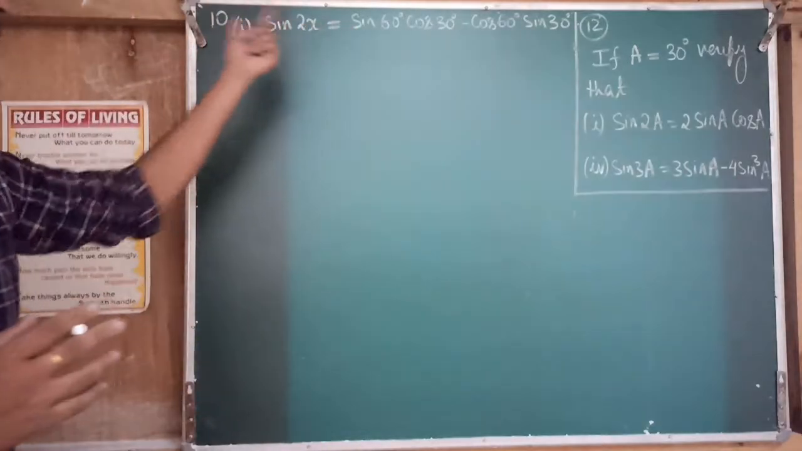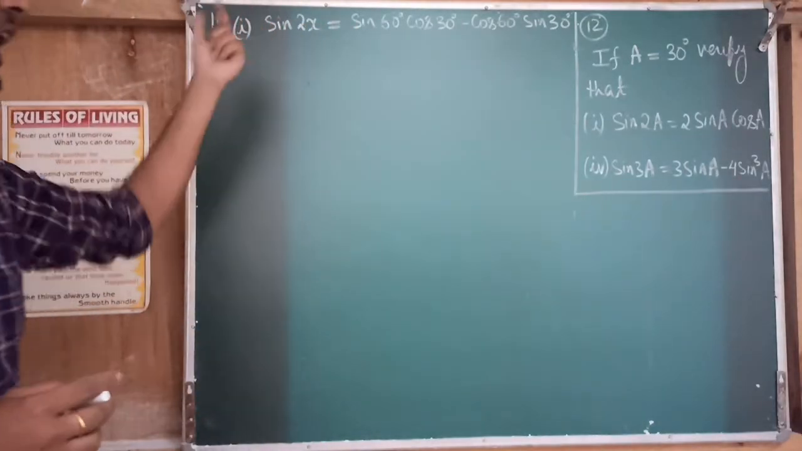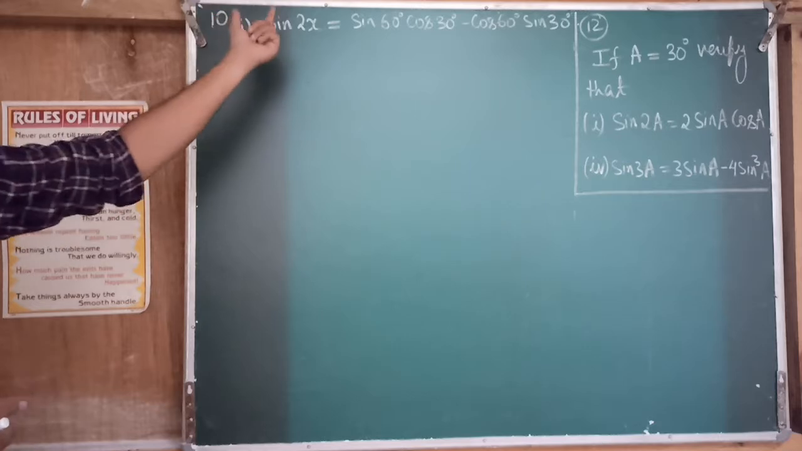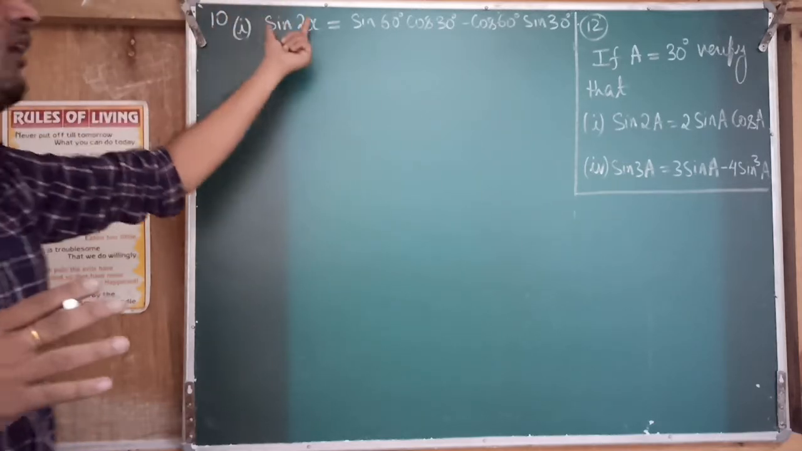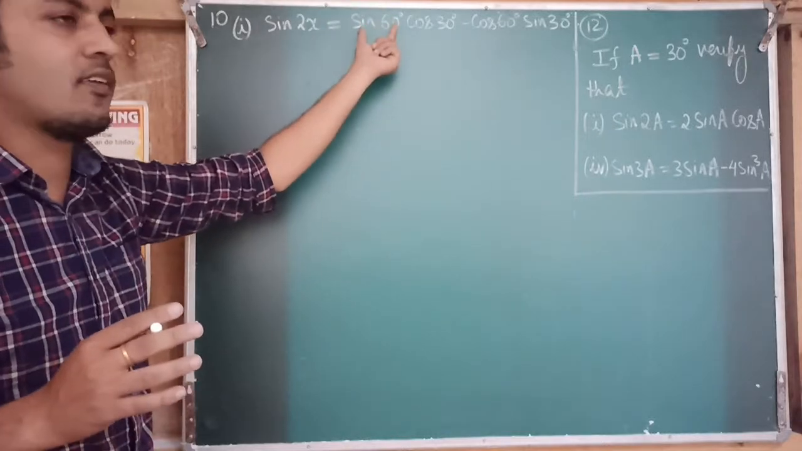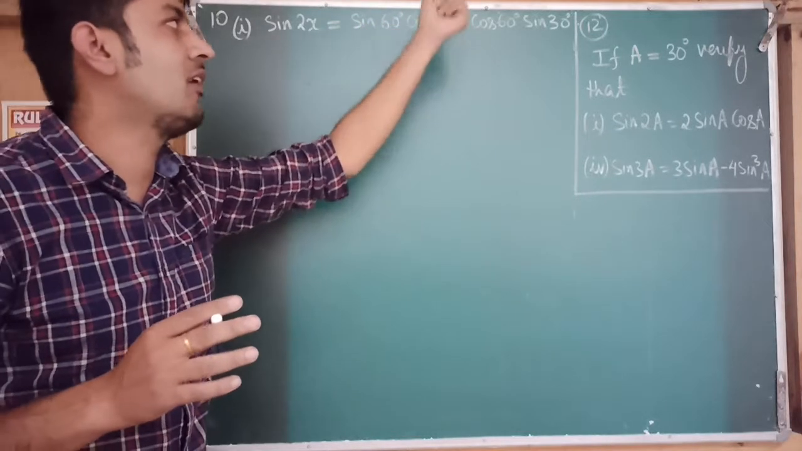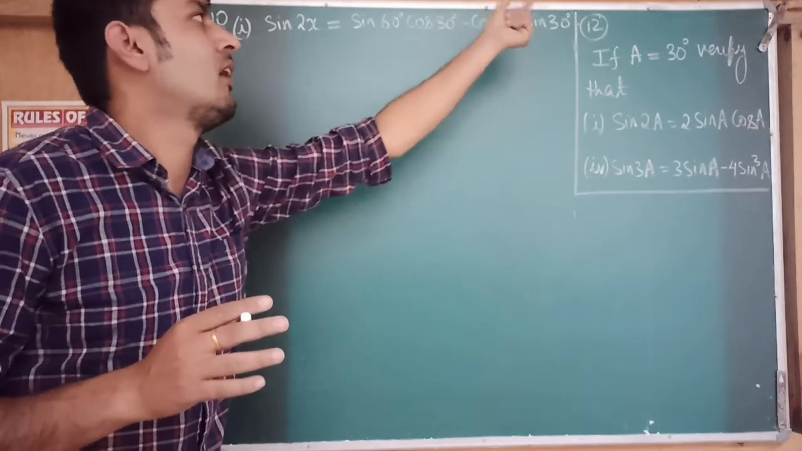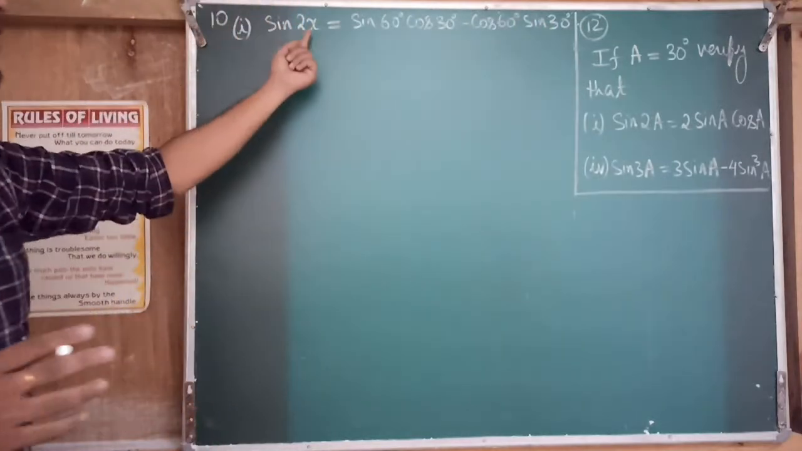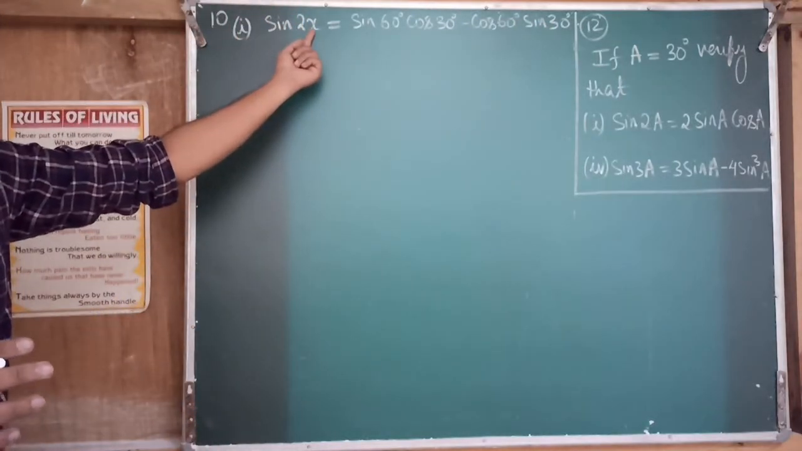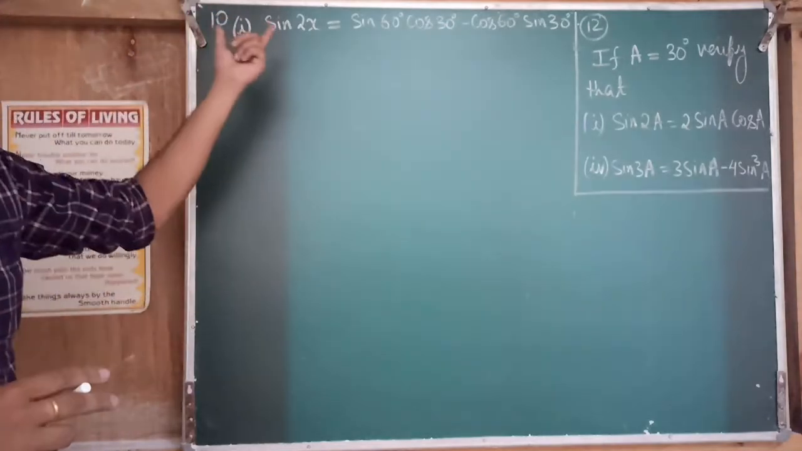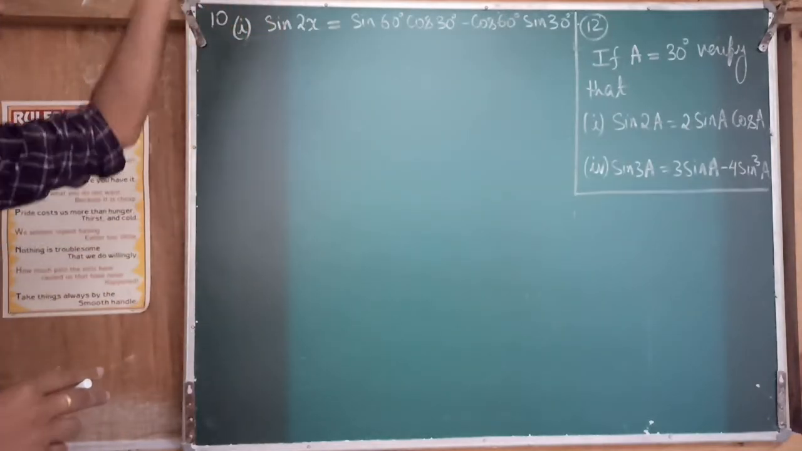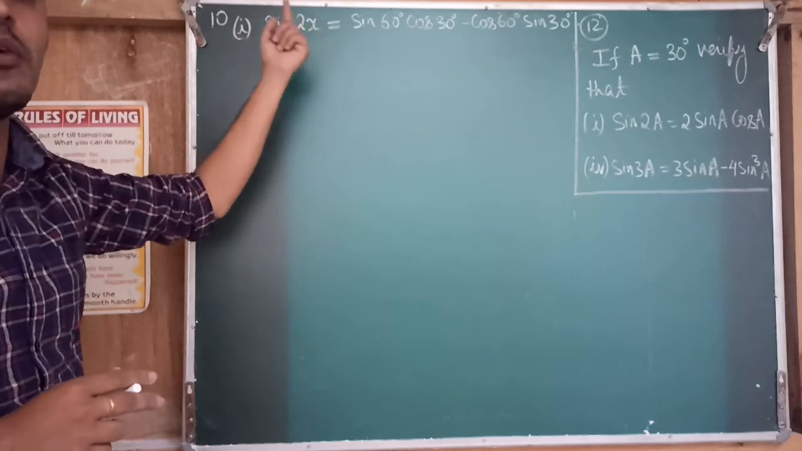So let me see question number 10, number 1. I have taken this number. If you look at this question, what they have said: sin 2x is equal to sin 60 cos 30 minus cos 60 sin 30. Again, you have to find the value of x only here. This is the continuation of question number 9, which I did in my last video. So you have to find your x.